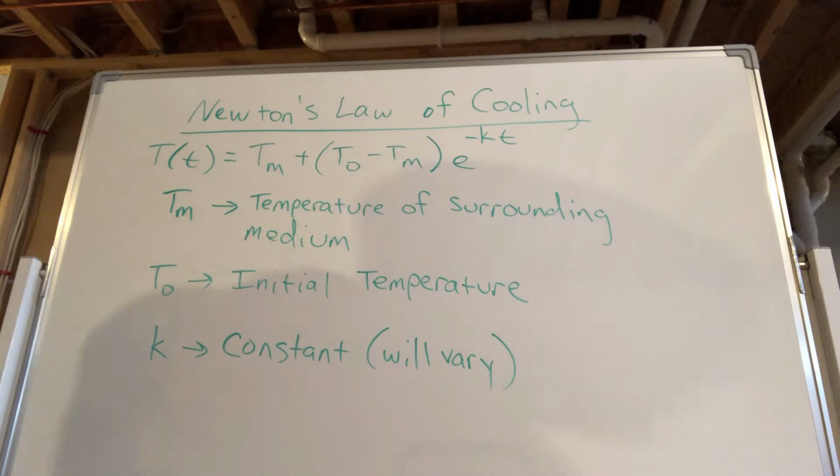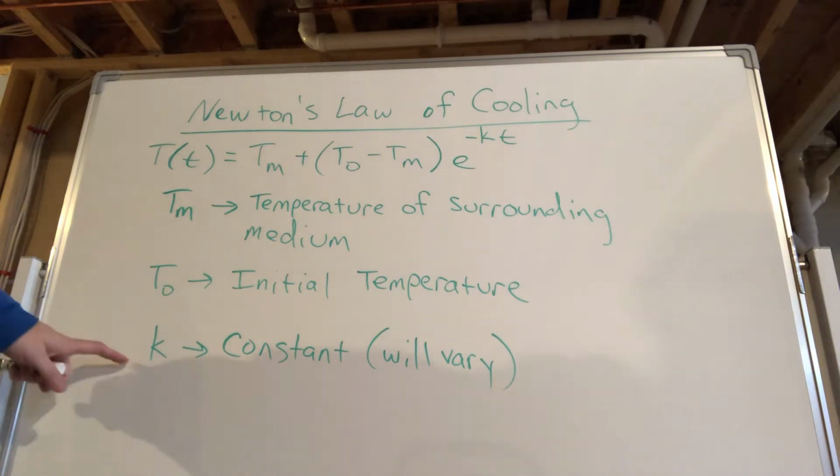T sub 0 is the initial temperature. It's just what the thing started at. So again, if we're dealing with a dead body, then usually they use 98.6 as an initial temperature. It's what the temperature was before it started to cool. All right, that's the idea.